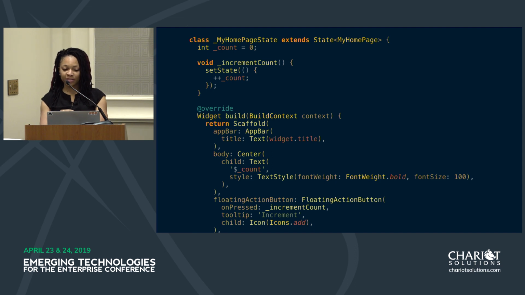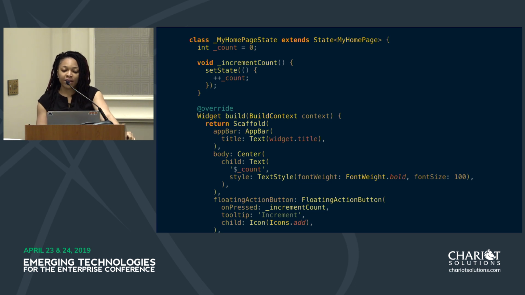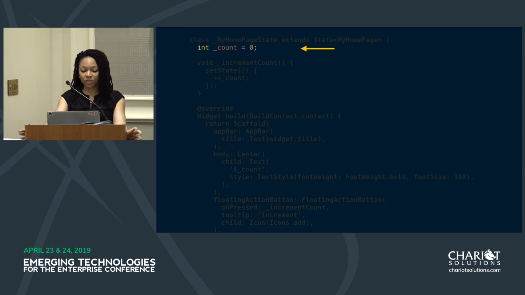So this is my homepage state. This is all the code that powers the app screenshot that you saw earlier. If you notice, my homepage state also has a build function. It has a count. In this example, we have a count. For your use cases, you can have whatever you want that needs to change. Since this is a state, it can be a text, it can be whatever that needs to change.